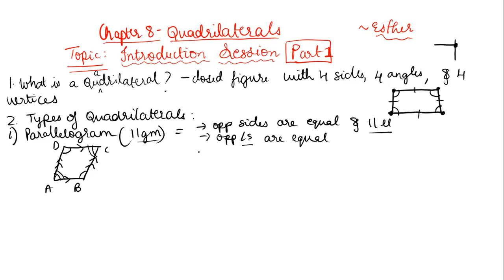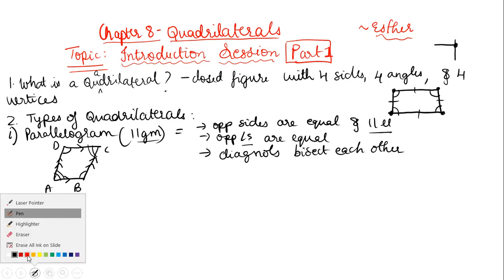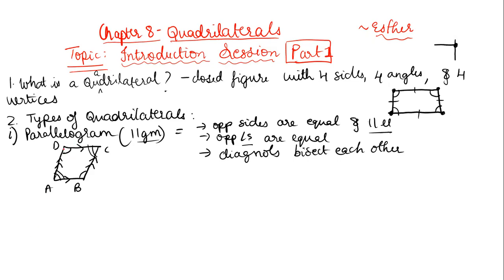Also remember the diagonals. What are diagonals? The lines that join the opposite vertices of a quadrilateral are diagonals. These diagonals of a parallelogram bisect each other. For example, let me use another ink here. If I join D to B and A to C, now here AC and DB are what?